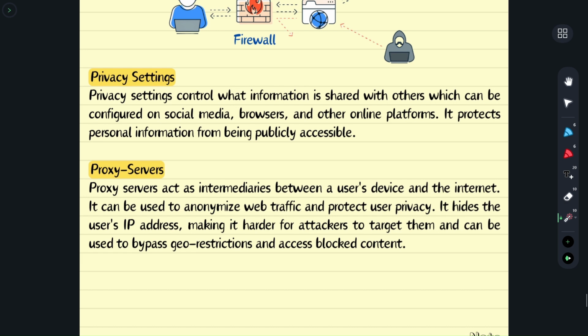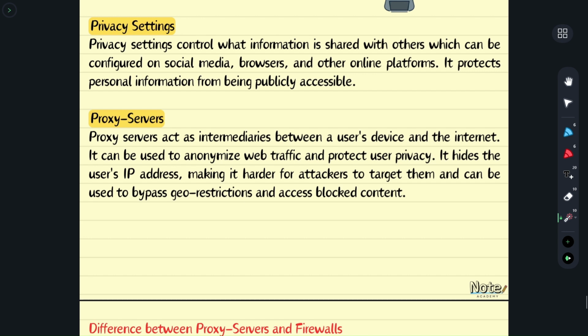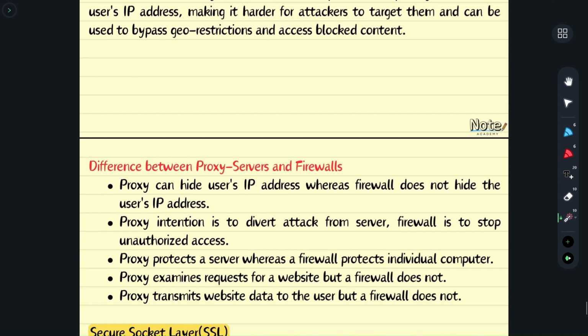And then we have proxy servers. Proxy servers are very similar to firewalls, however there are a few differences. Let me explain what a proxy server is. A proxy server also acts as an intermediary between a user's device and the internet. However, a proxy server can hide the user's IP address, whereas a firewall does not exactly hide a user's IP address. Secondly, the proxy's intention is to divert the attack from the server, whereas a firewall just prevents all the unauthorized access.